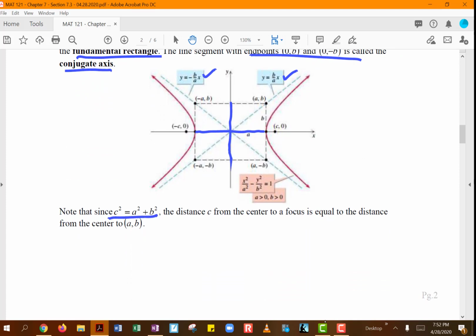And again, this is the relationship between your a, b, and c variables. So c squared equals a squared plus b squared. And they're saying that the distance c from the center to the focus is going to be equal to the distance from the center to the point (a, b). So the distance from the center to the focus, they're talking about this distance here, is going to be the same as the one from your center to the point (a, b). So they're talking about these two distances here. So this distance and this distance are going to be the same. Okay?